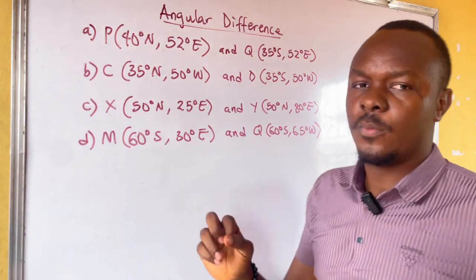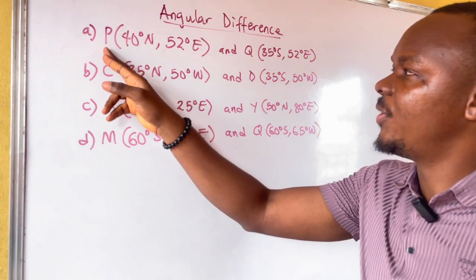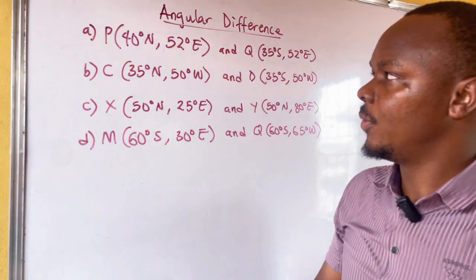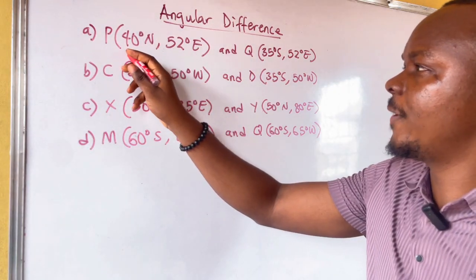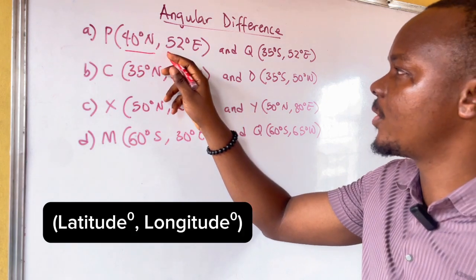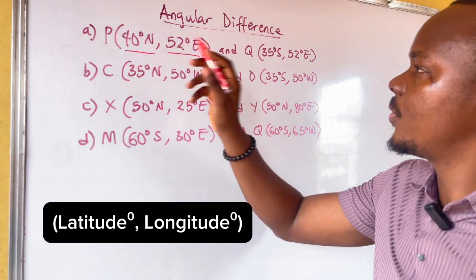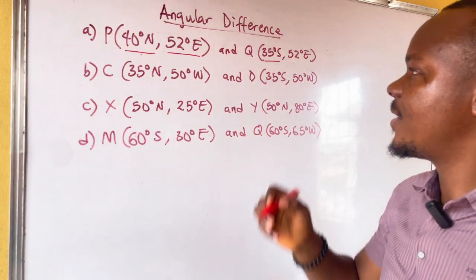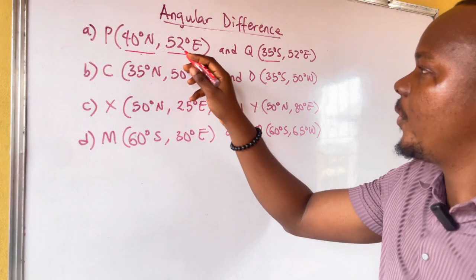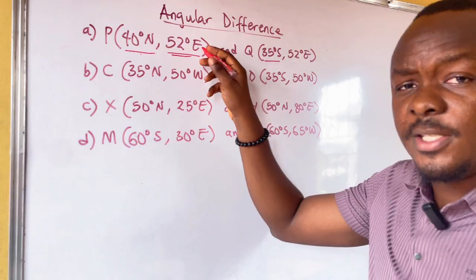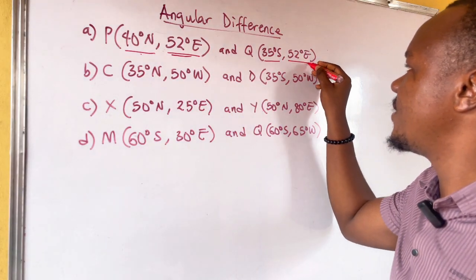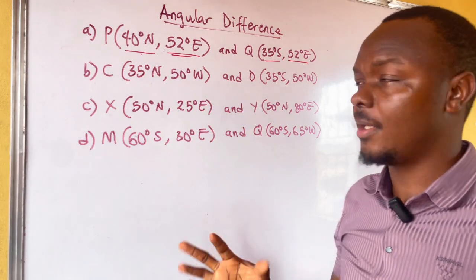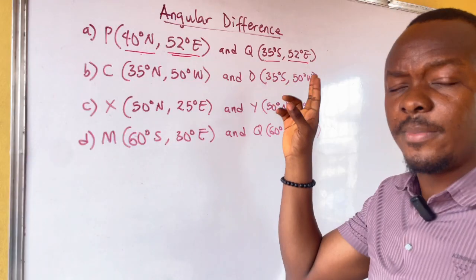So here we are given some points. We have P and we have Q. So take a look at this. By the way, the first one is always your latitude, and the second one is always your longitude. So you have 40 degrees latitude here, and you have 35 degrees south latitude, while we have 52 degrees east longitude and 52 degrees east longitude. What does that mean? It means that they are on the same longitude.